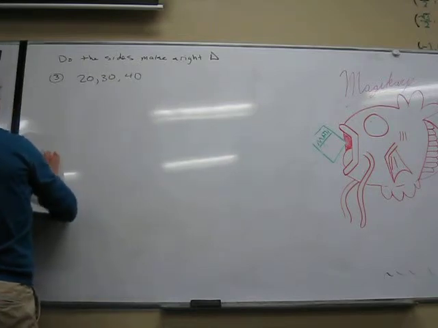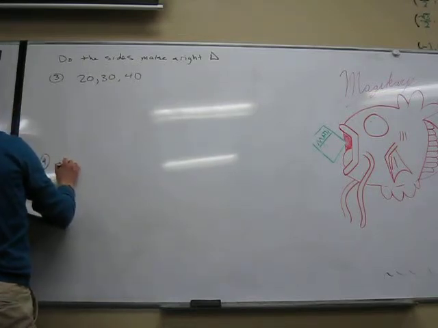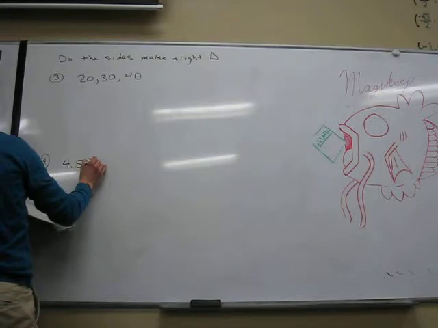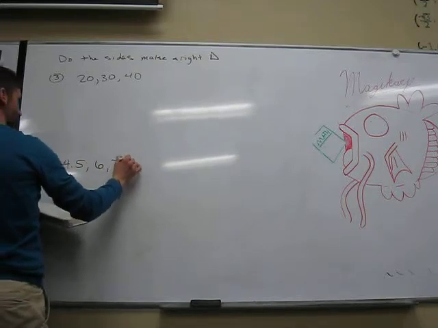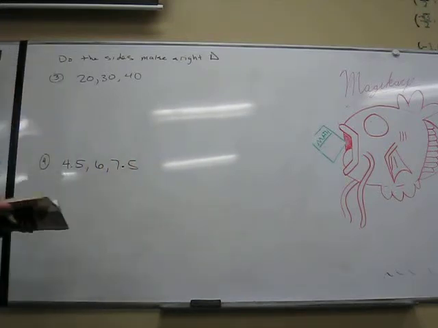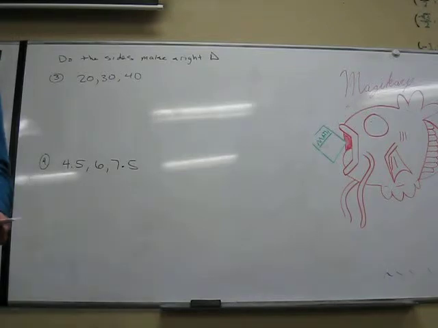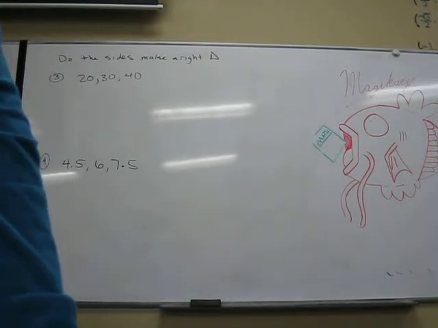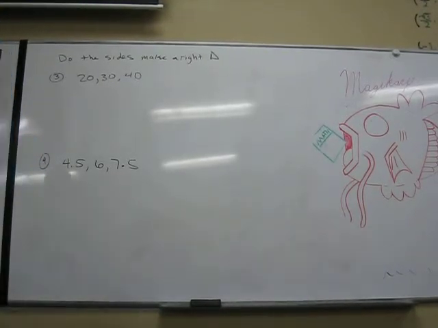And then number 4 here is 4.5, 6 and 7.5. So you can't just write yes or no. You have to show by doing the Pythag theorem to see if it works. If it doesn't work, then it's not a right triangle. If it does work, it is a right triangle. But you cannot just simply write yes or no. I won't give you any credit.